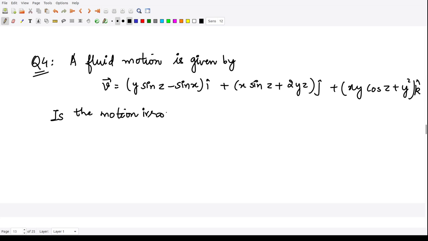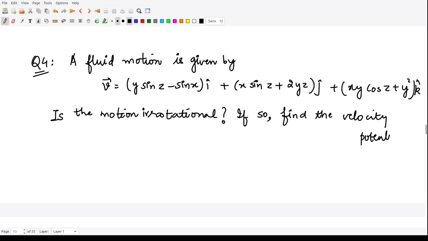Now what do you mean by irrotational? Just remember that. Also they are asking, if the motion is irrotational, find the velocity potential. So this is the next part. So let's have a look at its solution. So first of all, we are to check whether this motion is irrotational.